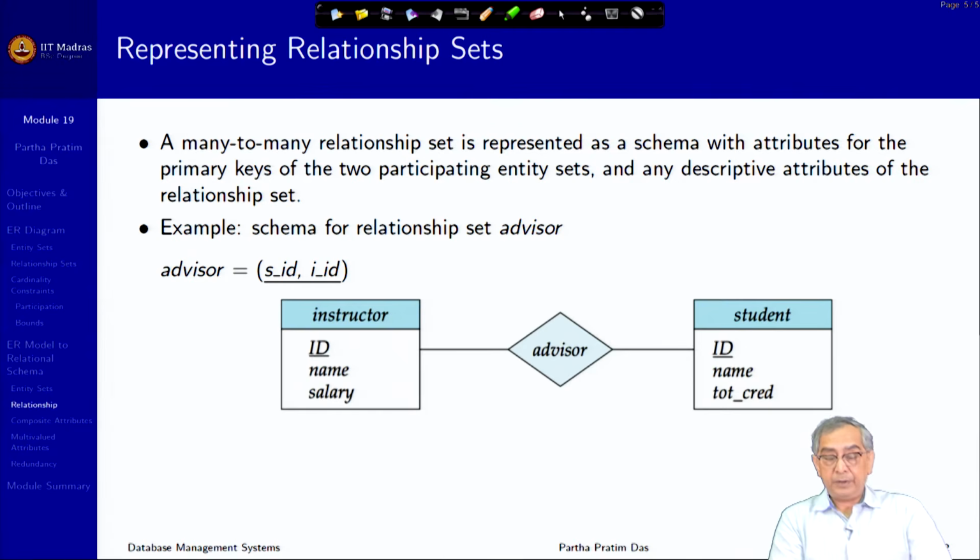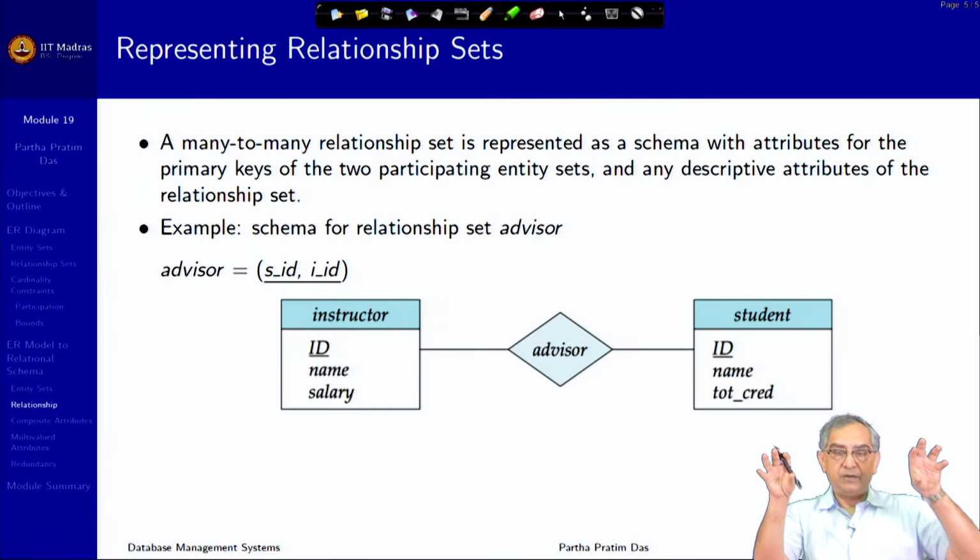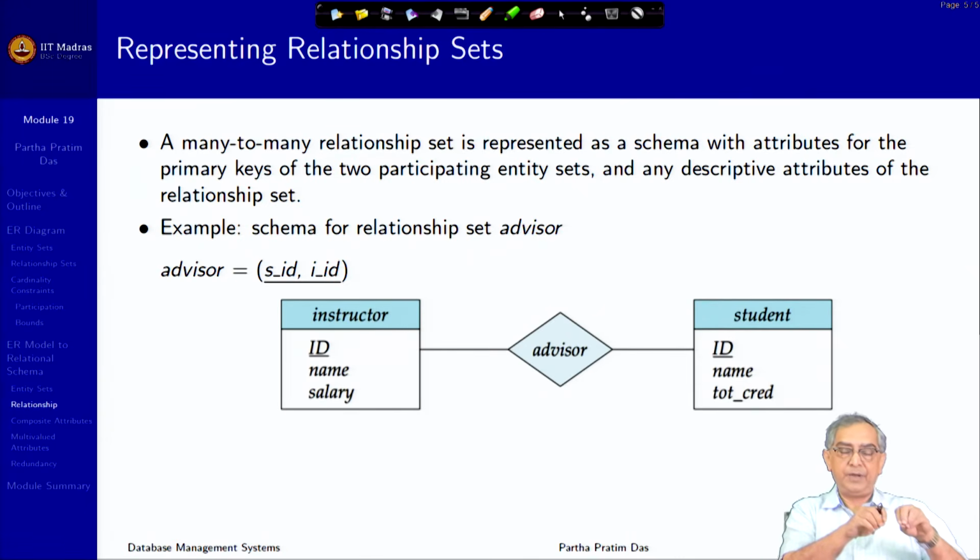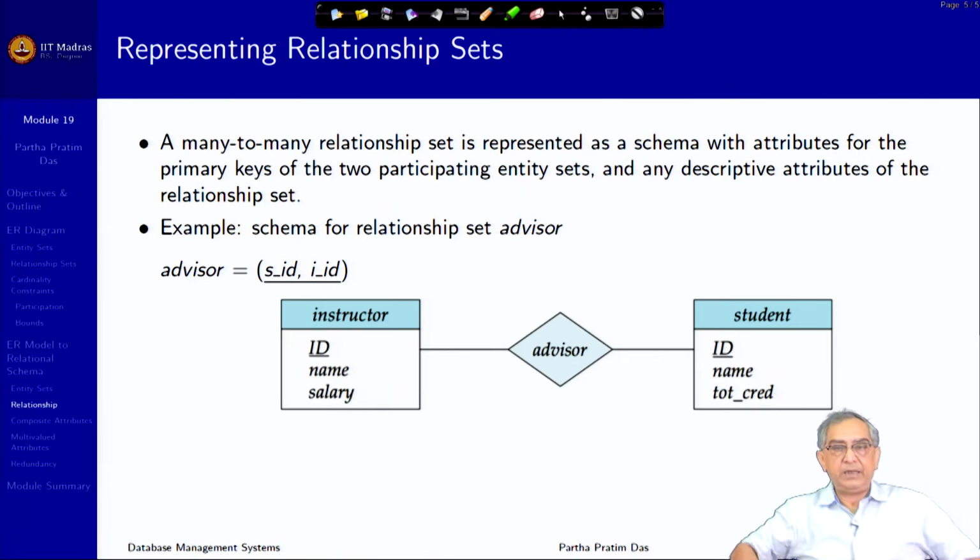Then there is a relationship. In the relationship, as I said, by default you take the primary keys of the relations that it is connecting, that it is associating. So here in advisor you have the instructor ID and the student ID. You say it is SID and IID, just names given. You can write it as instructor underscore ID, student underscore ID also. But the idea is you take the primary keys of the two sides and put them as attributes. So you can see that it is basically a very simple thing.